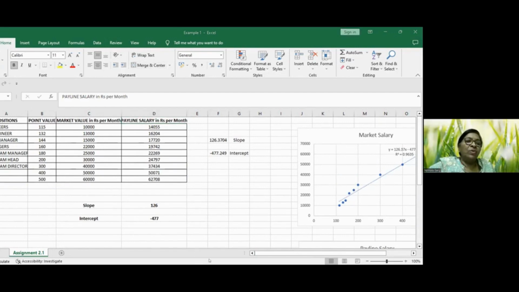Now, in this compensation data, you have a set of benchmarked positions. How many? 1, 2, 3, 4, 5, 6, 7. We have about 8 positions, I think, right? We have 8 positions.